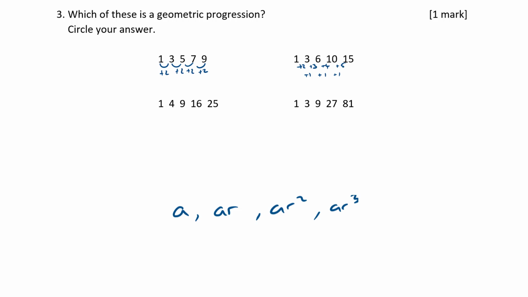Okay, so that's a quadratic sequence: 1, 4, 9, 16, 25. I don't know if you recognize these are the square numbers, aren't they? Okay, so that's the sequence of square numbers.